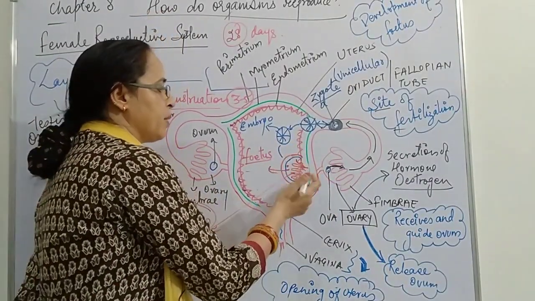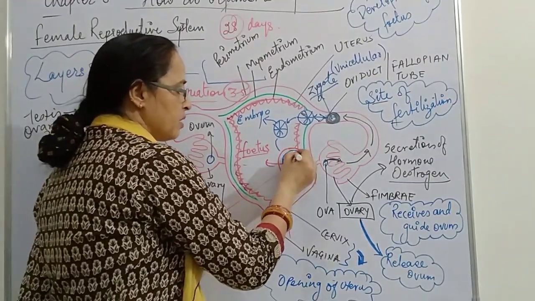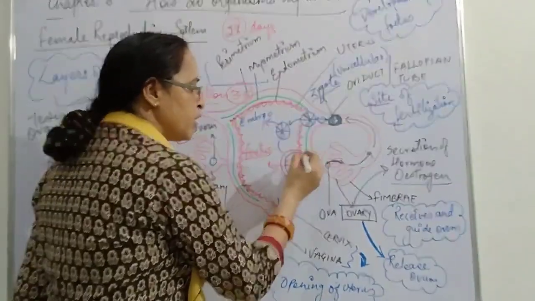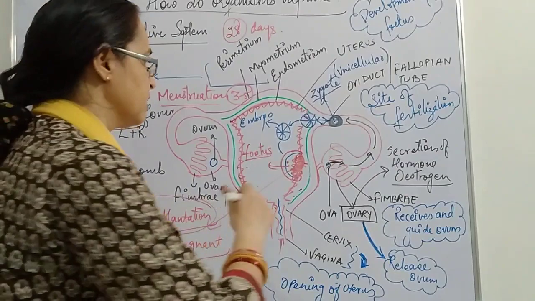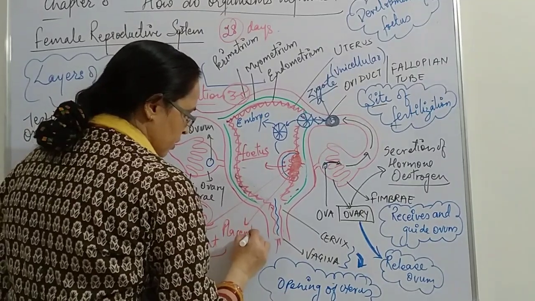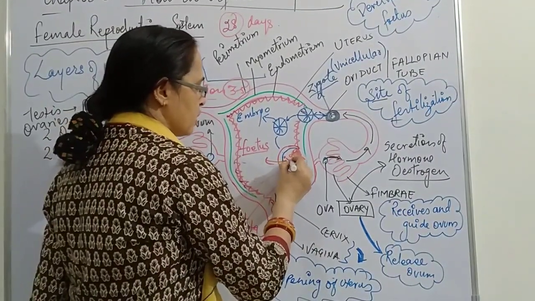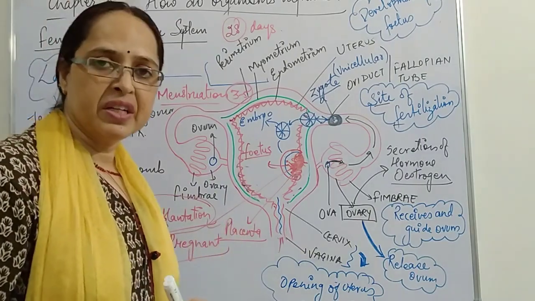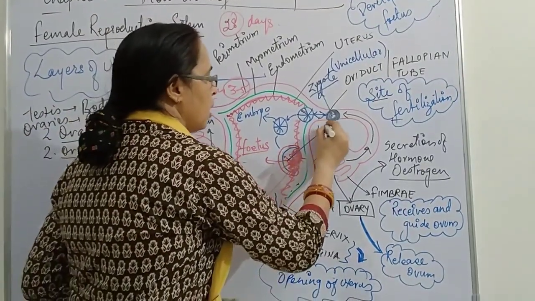Okay, so now what will happen? This uterus wall becomes thick, and this thick disc-like structure, which is in connection with the fetus and provides nutrition to the developing fetus, is called the placenta. And from the placenta a cord-like, tube-like structure arises through which the nutrients are provided to the fetus, and this tubular structure is called the umbilical cord.